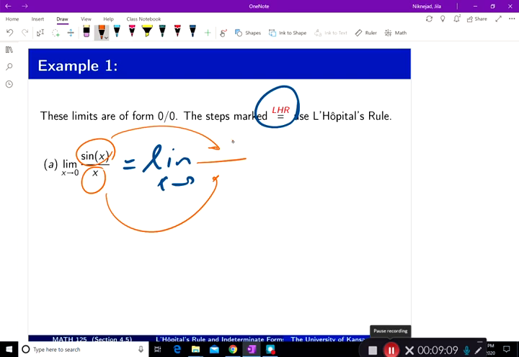And so on top I get cosine of x, on the bottom I get 1, and the limit is still as x approaches 0. The limit as x approaches 0 of cosine of x is going to be 1. Which step was LHR? This was the LHR, because I took the derivative of the numerator and the denominator and replaced them. Another important thing to know is that this is not the quotient rule. This is just the L'Hopital rule. L'Hopital rule is for limits. Quotient rule is for taking derivatives. L'Hopital rule uses derivatives to find limits.